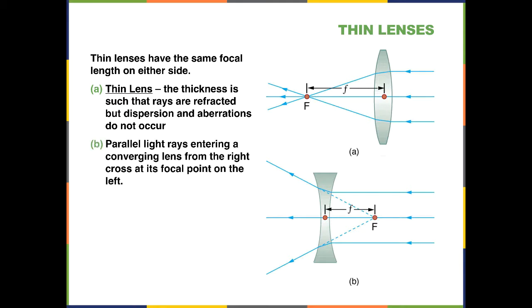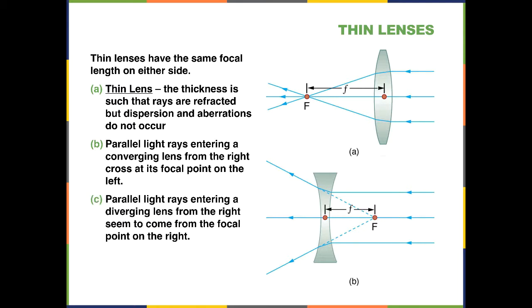The parallel rays entering a converging lens from the right cross at a focal point on the left. Conversely, the parallel rays entering a diverging lens from the right also cross at a focal point on the right. But this is an imaginary situation because the actual rays are heading out and being diverted. So this situation is imaginary as opposed to real.